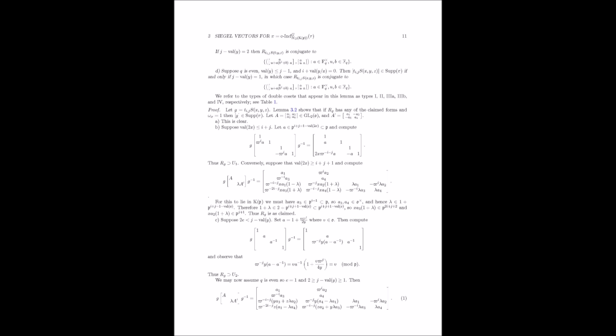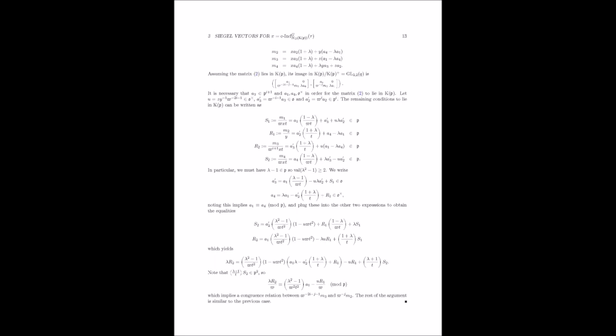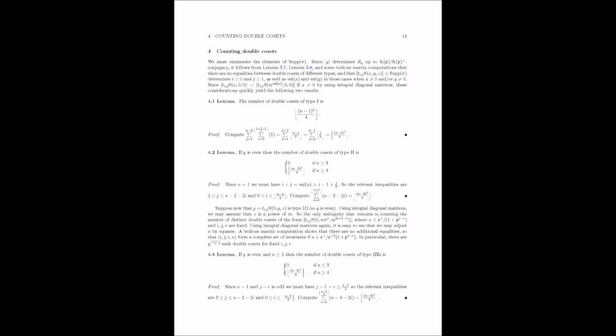Now, are you ready for Lemma 3.6? Hit me with it. All right. Lemma 3.6 dives even deeper into the structure of Sup. It imposes even more specific conditions on the indices i and j, as well as the valuations of x, y, and z for a double coset to belong to Sup.